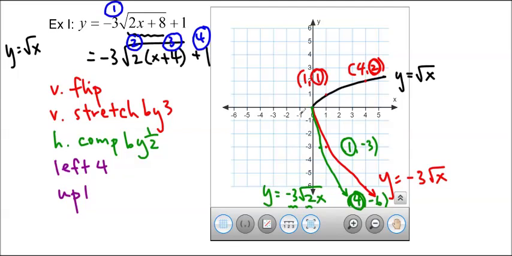transformations. And then I can take all the green points that I've drawn in here, and I'm going to move them left 4 and up 1, and then I'm going to be done. So I'm going to take this one, I'm going to go 1, 2, 3, 4, and up 1. This one, 1, 2, 3, 4, and up 1. And this guy right here, 1, 2, 3, 4, and up 1. Connect the dots in a curvy and attractive manner. And label negative 3 root 2x plus 8, plus 1. Or you could have written 2 times x plus 4, plus 1. And there you have it, transformations.